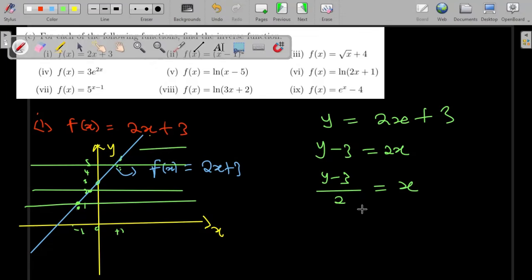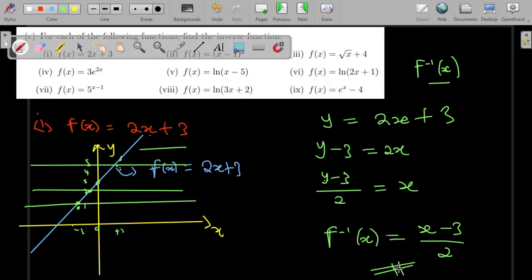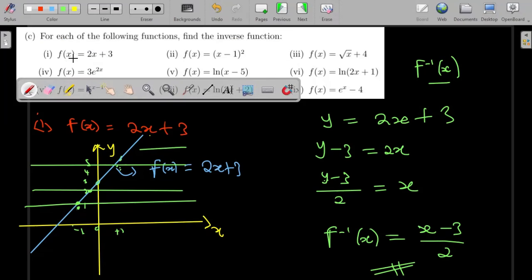Once you make x the subject of the formula, we replace the x with the inverse function notation, and the y we replace with x. So the inverse function of x is equal to this expression, where there was y I now put back my x: x minus 3 over 2. This will be my inverse function for this one here.